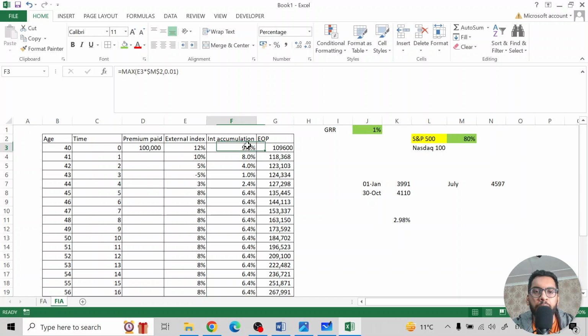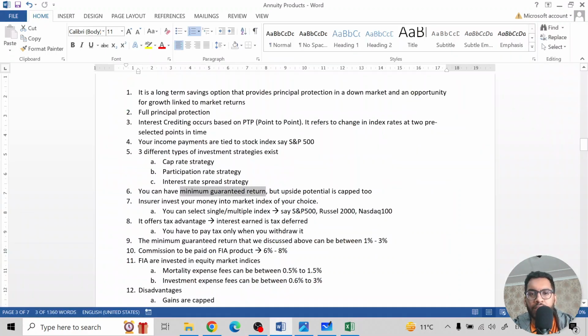So I will put this value over here like this. Make sense? That is what we are trying to say.